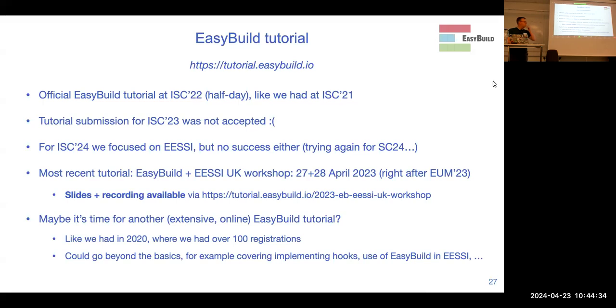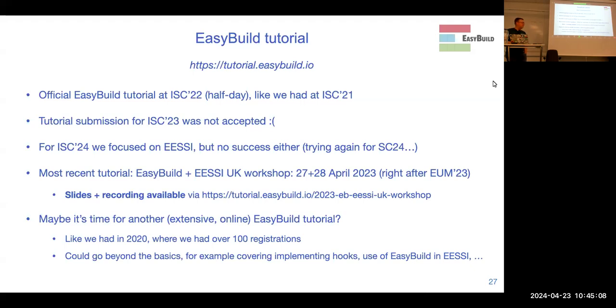When we did an online tutorial during the pandemic, because we couldn't do it at ISC, we had over 100 registrations. So that's more worth the effort than having 20 people on site at ISC. If we do that, and there's been some demand for that as well, we could make it an EasyBuild tutorial that goes beyond the basics, at least in the last part, that talks about implementing hooks, talks about how EasyBuild is being used in the Easy project and all the bells and whistles that come with that.